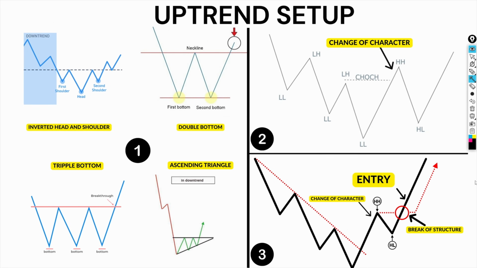Once you switch to the minor time frame, you will first look for a reversal price structure. In an uptrend setup, you will wait to see an inverted head and shoulders, a double bottom, a triple bottom, or an ascending triangle. Once you have these reversal price action patterns, you then will wait for a change of character, in which you wait for the market to create a higher high swing, breaking the previous lower high swing, as described in this particular image. And the last step, the entry part, is when you find a break of structure. Once you have a break of structure, you then can enter your trades.